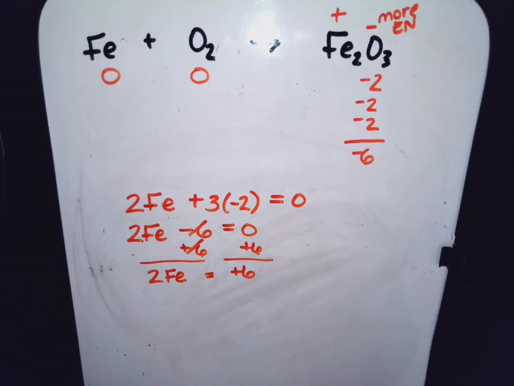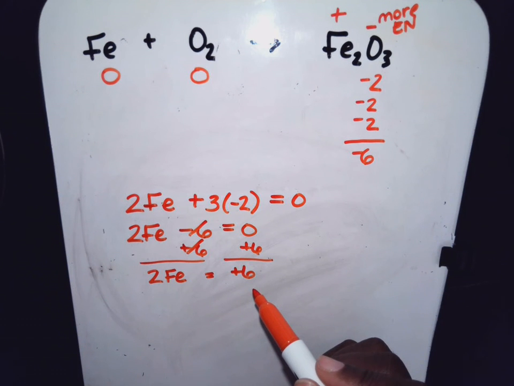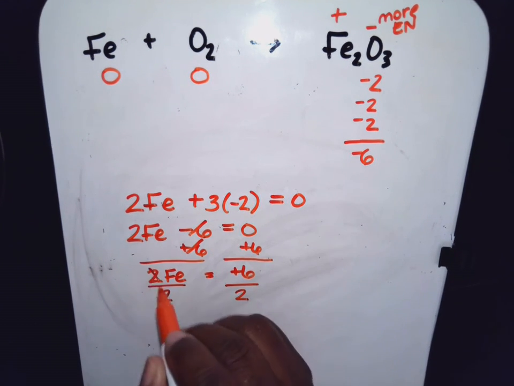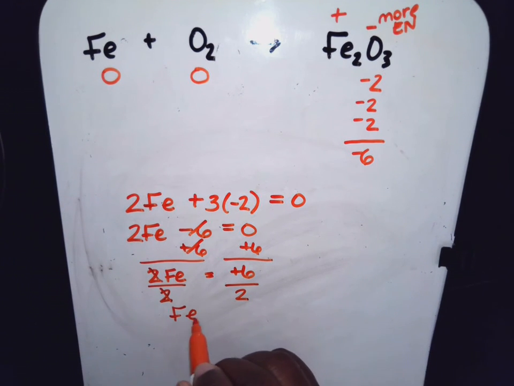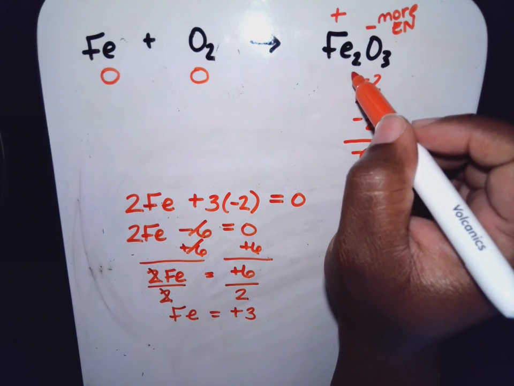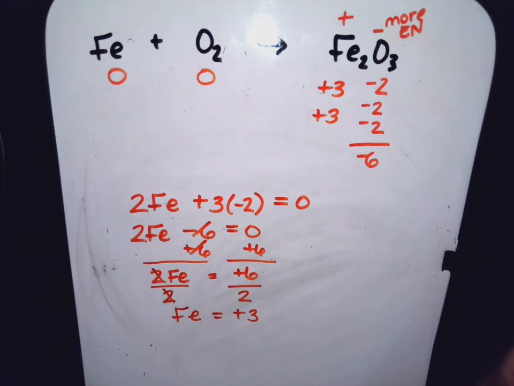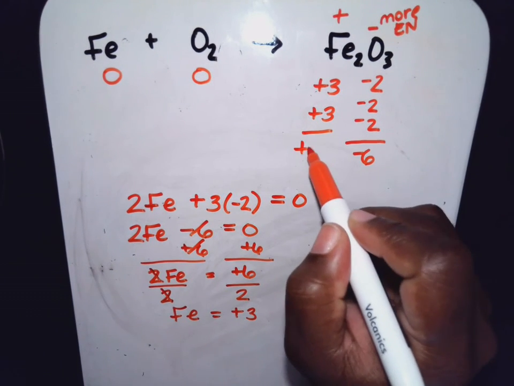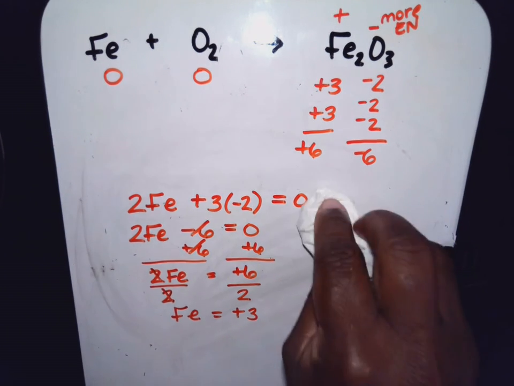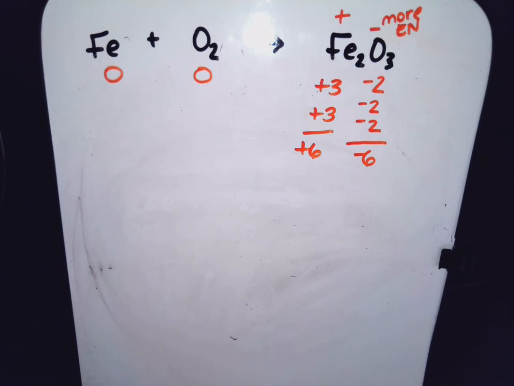But I need to figure out the oxidation number for each iron. Right now, 2 iron have an oxidation number of +6. To figure out for each one, I have to divide both sides by 2. It cancels out on the left side to leave me with simply my iron. On the right side, it gives me a +3. So each iron in this molecule has an oxidation number of +3. Again, you can write it twice if that helps. That way you can see that your total positive is +6, your total negative is -6. So you have all of your oxidation numbers, and you have your oxidation number for the iron before and after the reaction took place.